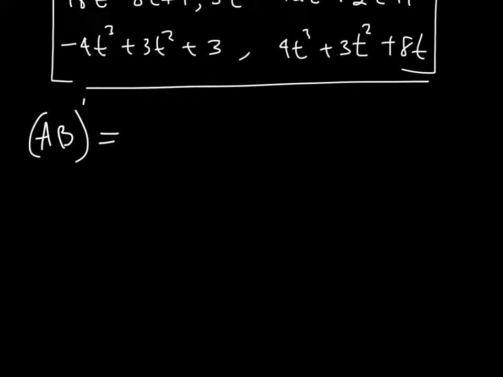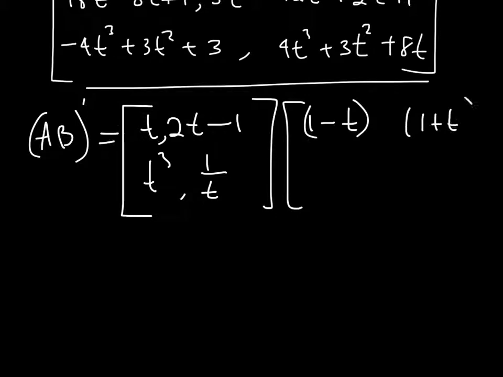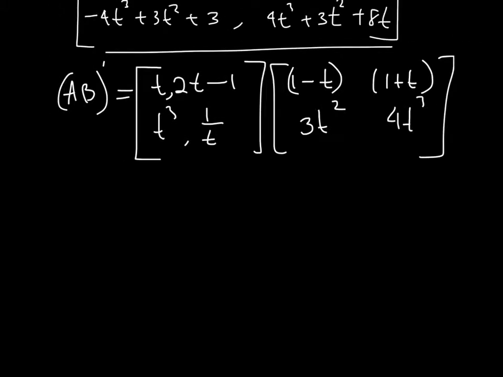So what is our A? Our A was t, 2t, and I'm going to put a comma there so it doesn't look like 2t squared, 2t minus 1, t cubed, and 1 over t. And our B of t was 1 minus t, 1 plus t, 3t squared, and 4t cubed, actually. Okay, so again, just some fun matrix multiplication, right? And maybe I should put this since we're going to take the derivative. So again, matrix multiplication, and we have our entries.